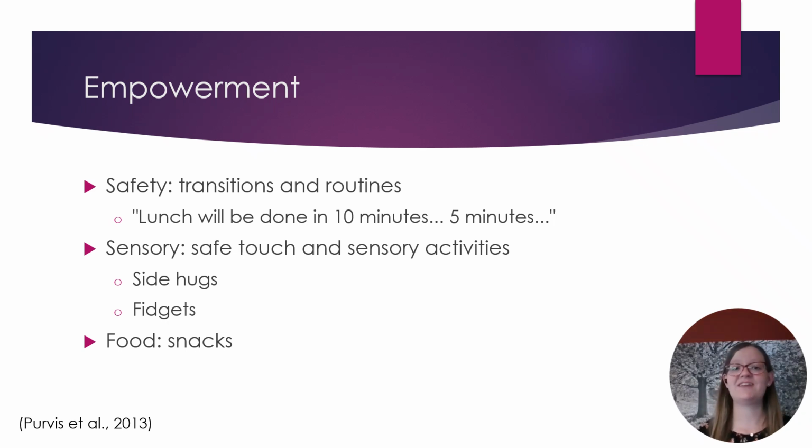Another way that we can help meet kids' empowerment needs is through meeting their sensory needs. So providing safe touch like side hugs and sensory activities like fidgets to help engage those physical needs. And another physical need is food. And so we provide scheduled snacks throughout the day so that way kids' physical needs are met so that way they can then engage in building relationships.